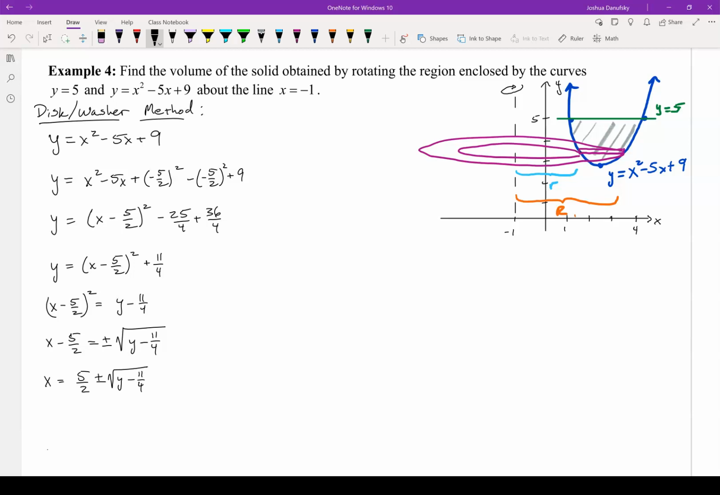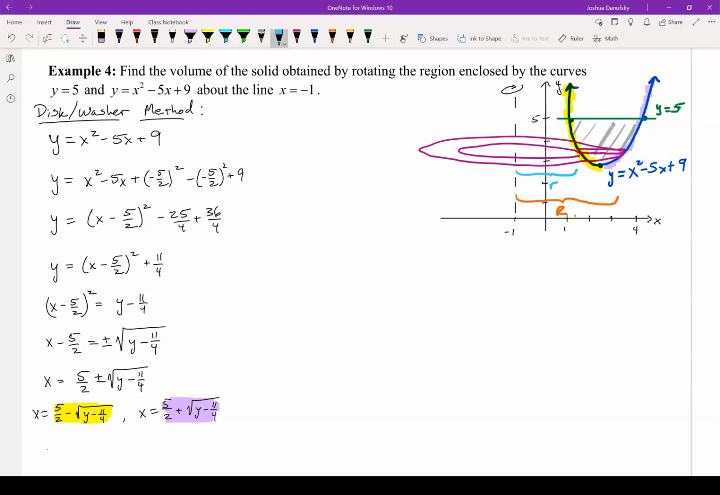So here you'll notice we have two different functions of y. We have x equals 5 over 2 minus the square root of y minus 11 over 4, and x equals 5 over 2 plus the square root of y minus 11 over 4. Now, just to be clear, this yellow expression is giving us this part of the graph here in yellow, and this expression here in purple is giving us this side of the graph there.